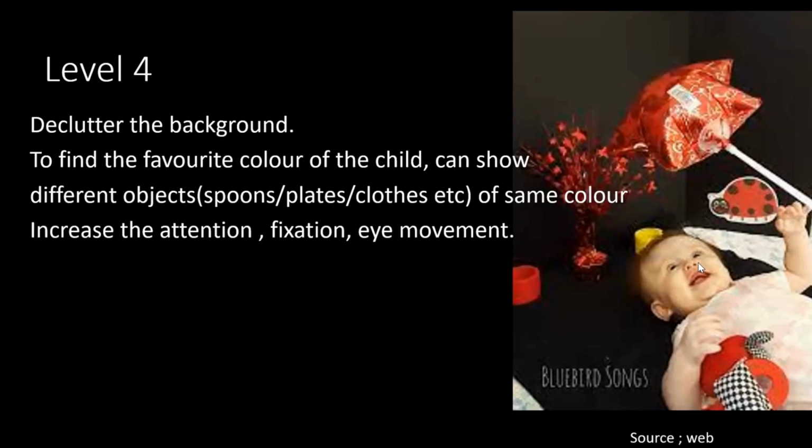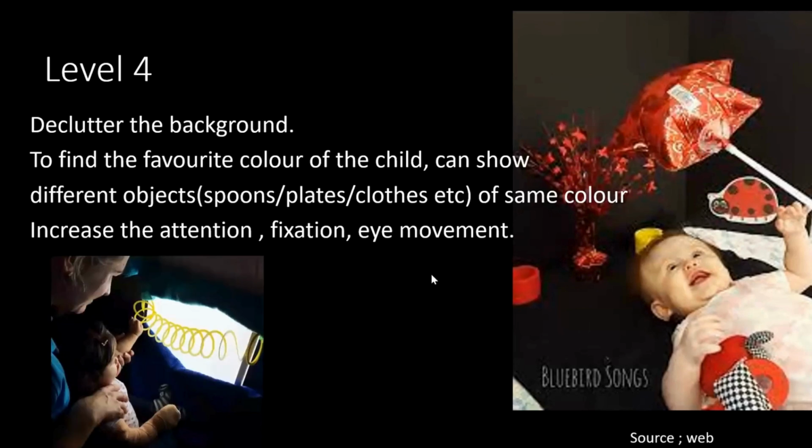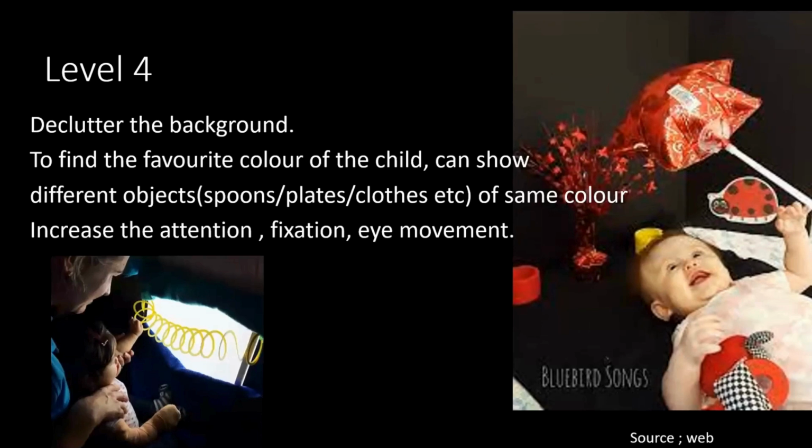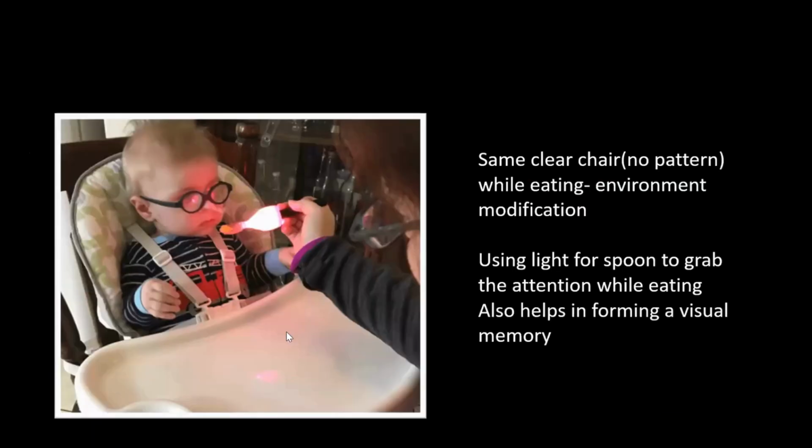So she wears red color clothes, red spoons. And while sleeping, in order to increase the attention and visual memory, a red color star is also shown to the child, and it can be moved along her visual fields to increase the tracking of the movement as well. This child likes yellow color, and the light background is given so that it gives more contrast to the child and increases the visual attention.